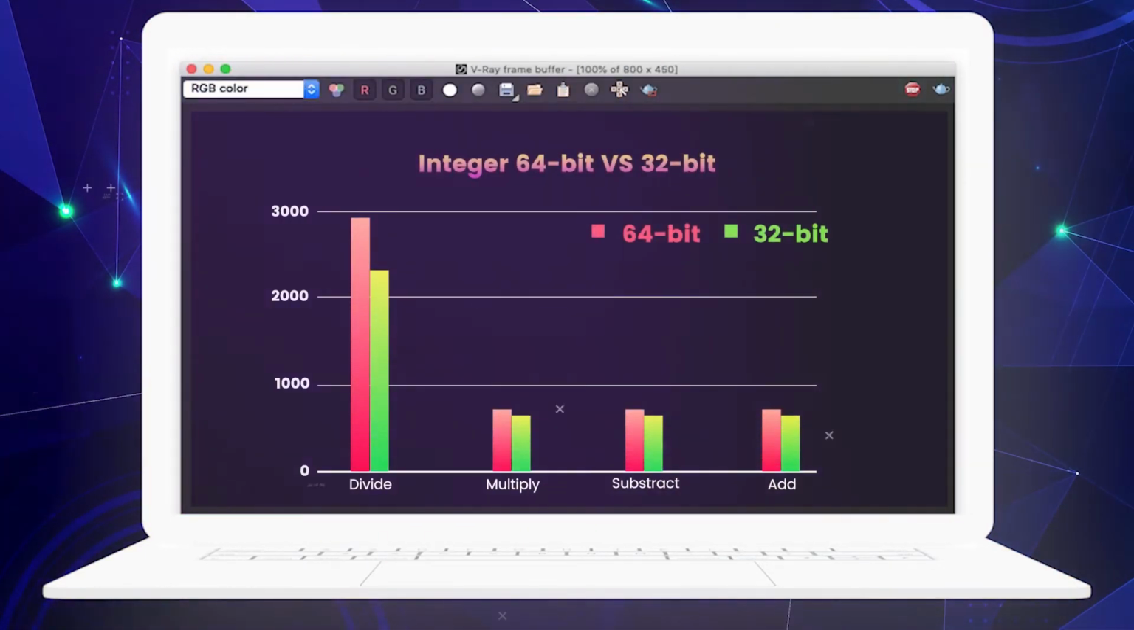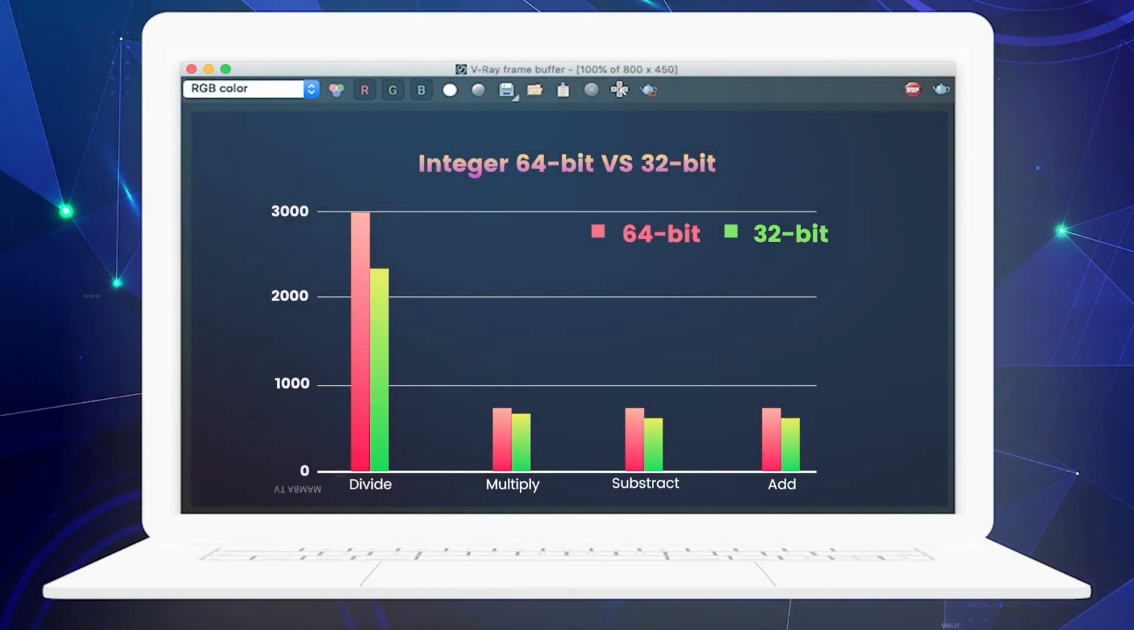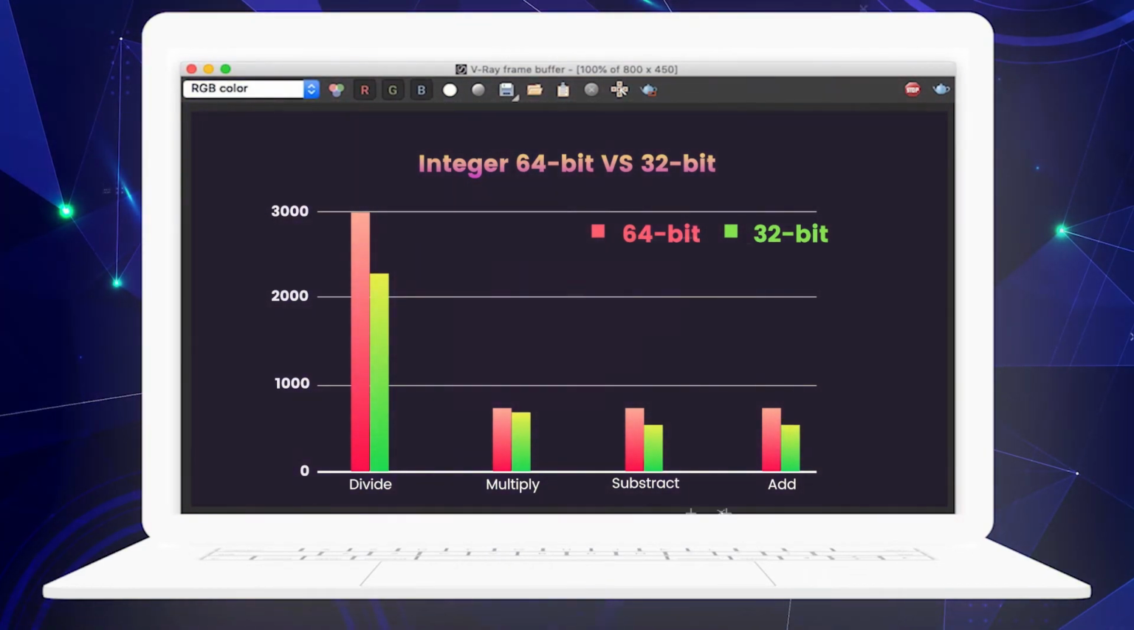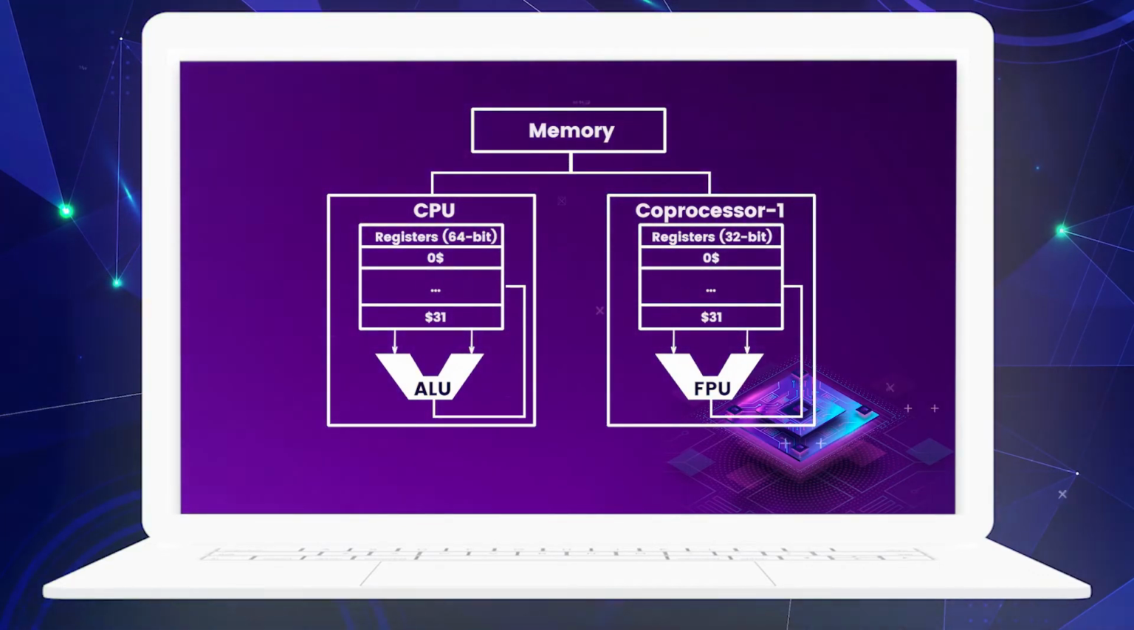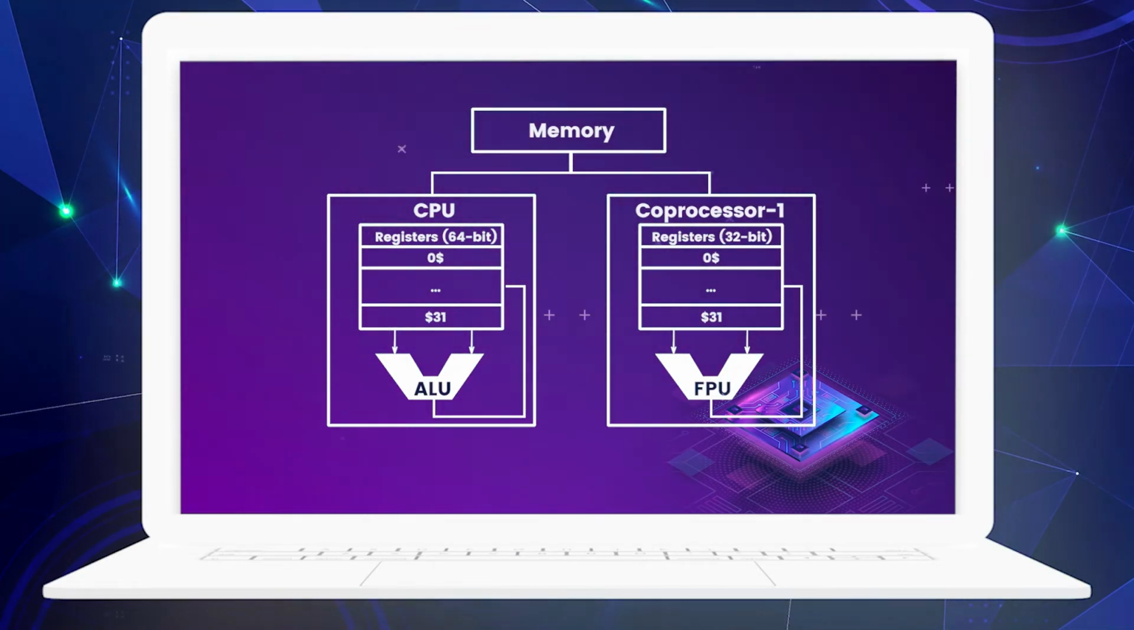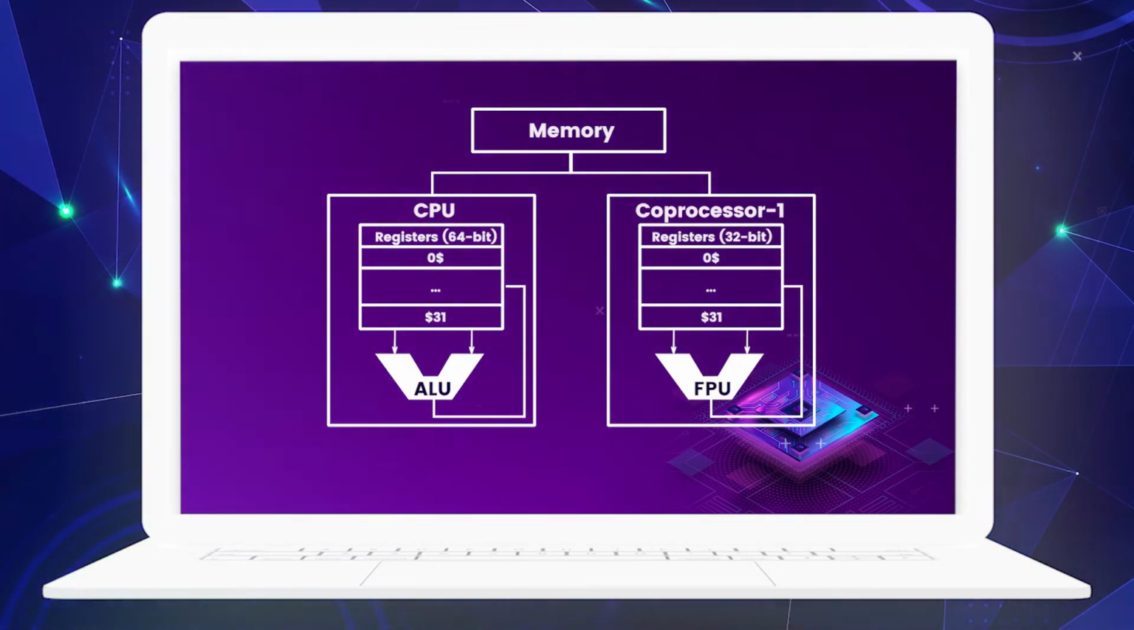Floating point numbers see noticeable improvement when using 32-bit data types during division. This may be due to the fact that coprocessor 1, responsible for floating point arithmetic, uses 32-bit registers. They are used in pairs to store 64-bit floats. Perhaps this complicates division logic.